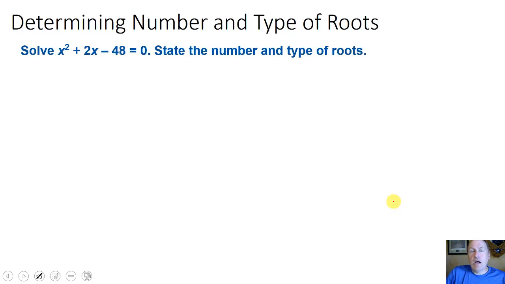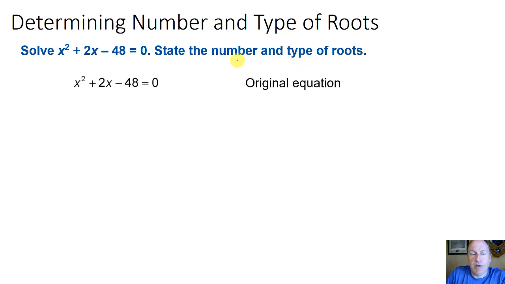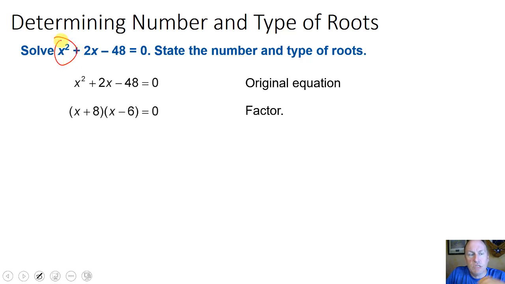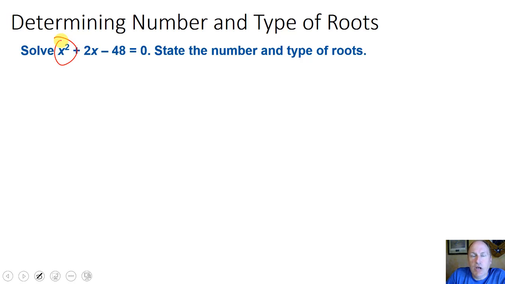So let's look at an equation and determine the numbers and types of roots. So I've got x squared plus 2x minus 4 equals 0. How many roots does it have and what are their types? Well, we know by the fundamental theorem of algebra that it has 2 complex roots. Whether they're real or imaginary, it has 2 complex roots by the fundamental theorem of algebra.